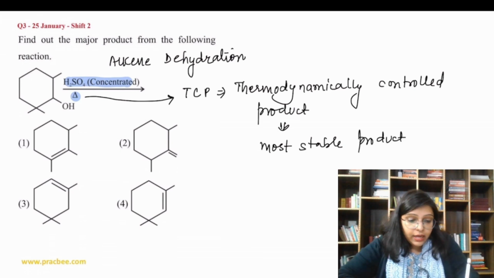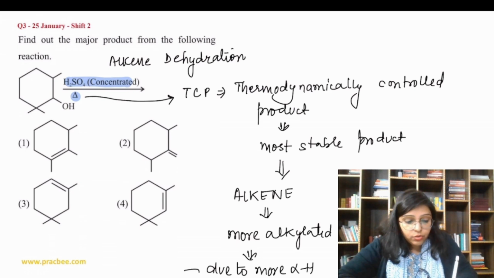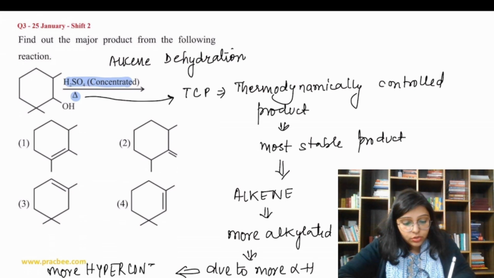Okay? And we know that in this product we have an alkene. So which alkene is more stable? Saytzeff alkene, or we can say the more alkylated alkene is more stable. Why? Due to more alpha hydrogens, and more alpha hydrogens means more hyperconjugation. So just try to understand this.